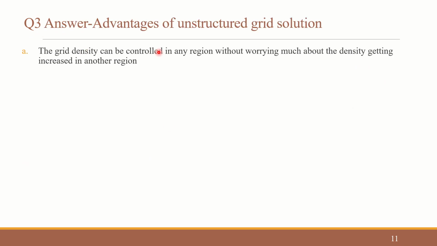The grid density can be controlled in any region without worrying much about the density getting increased in another region. Second one, the ease to use with complex geometries. Unstructured mesh can be used with complex geometries which cannot be done using simple structured meshes. Like, getting unstructured mesh is actually easier, but getting solution from unstructured mesh is not easier. So that is the issue. Easy to use with complex geometries, we can mesh it in an hour and it can be computed within an hour.